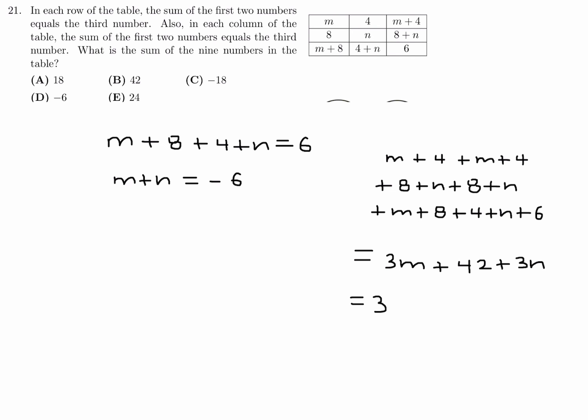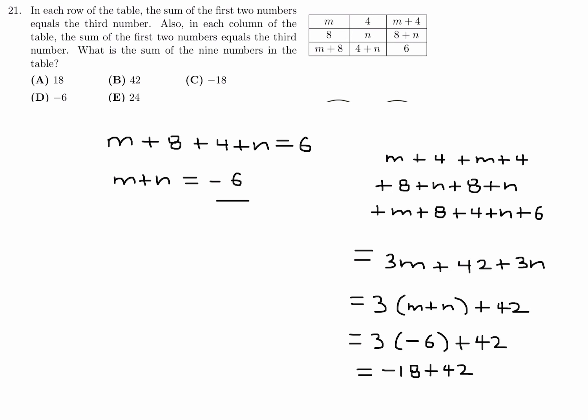Factor out the 3, and that will give you 3 times m plus n, plus 42. And the good news is that m plus n, we just figured out, was minus 6. So there you go. And that's going to be negative 18 plus 42, and that is equal to 24. So number 21, the answer is E.